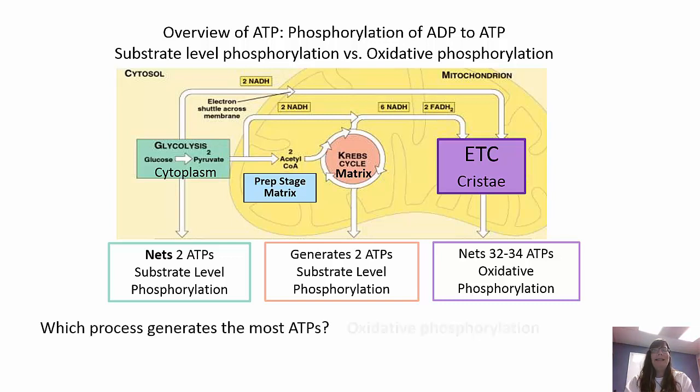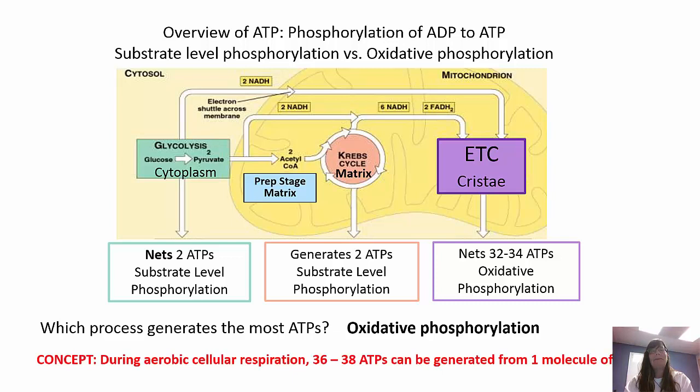So as I just said, the electron transport chain through oxidative phosphorylation generates the most ATP. So during aerobic cellular respiration, 36 to 38 ATPs can be generated from one molecule of glucose. So if we go through the whole process, 36 to 38 ATPs will be generated from that one initial glucose molecule.